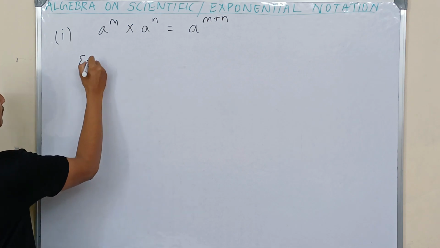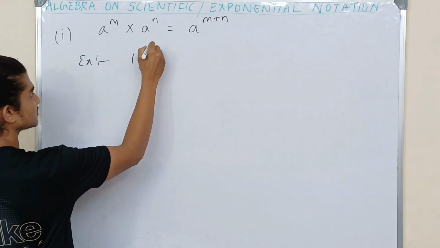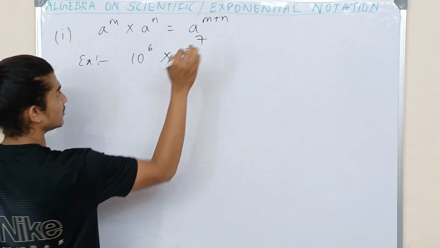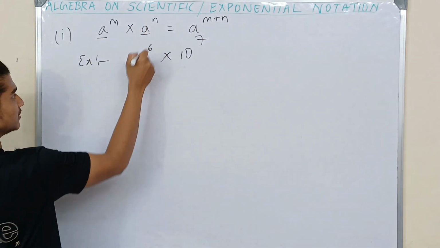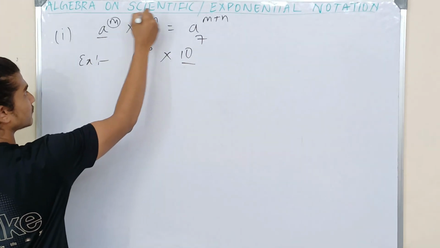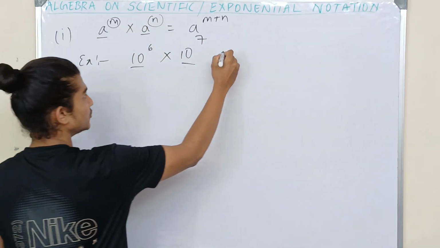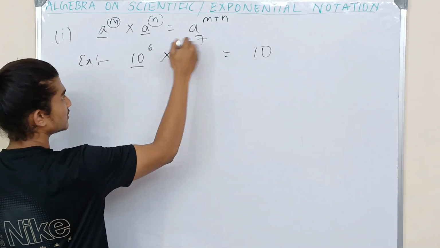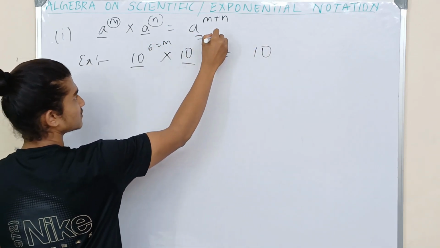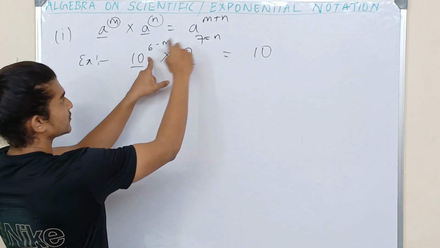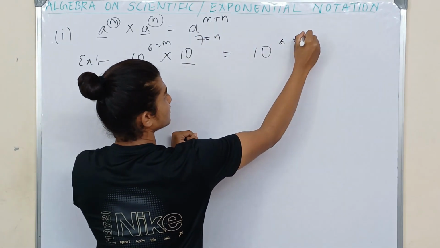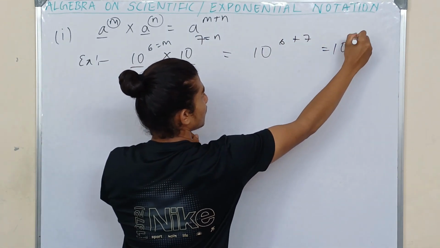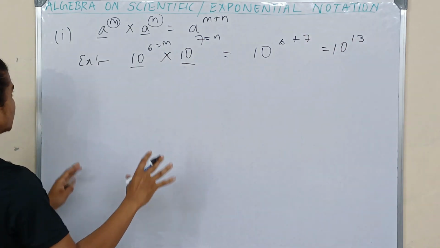For example, suppose you have 10 power 6 into 10 power 7. Remember, the bases are the same and the exponents are different. In such a case, you can literally add the exponents. According to the rule, this is equal to m and this is equal to n, so you add them. 6 plus 7, your answer is going to be 10 to the power 13. So this is the first rule.